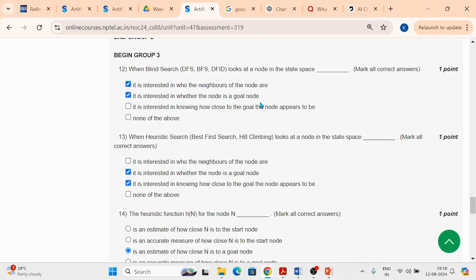So whenever we are searching through BFS, we will see what nodes are connected to that one, and we will visit all the nodes. Next, whether it is a goal node or not, the goal test will be performed. Like that, it will go.